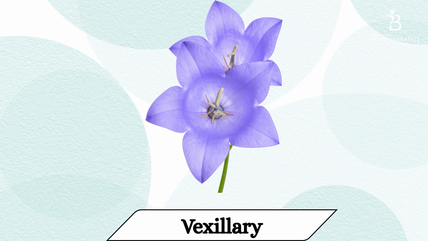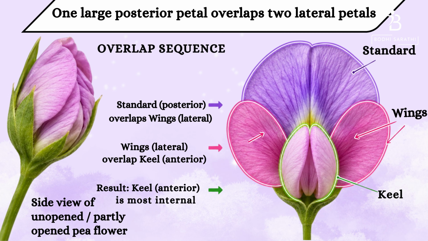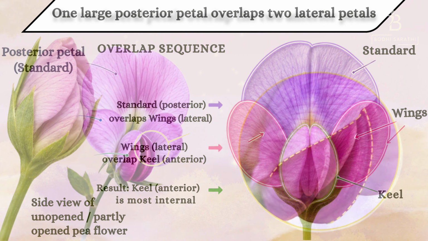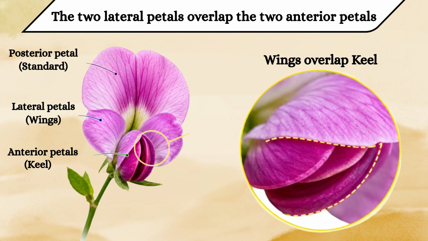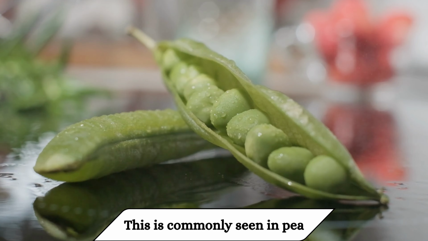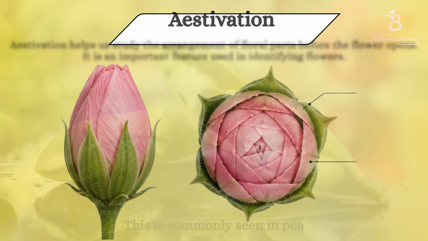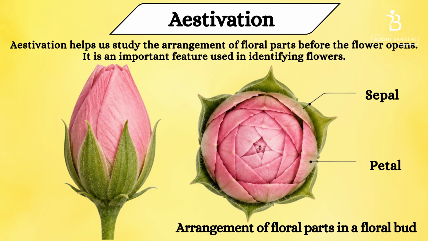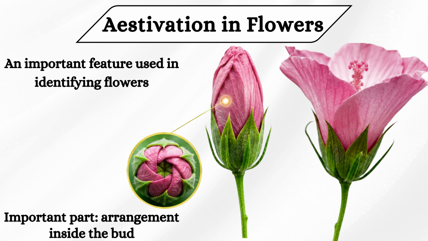Vexillary. One large posterior petal overlaps two lateral petals and the two lateral petals overlap the two anterior petals. This is commonly seen in pea. Estivation helps us study the arrangement of floral parts before the flower opens. It is an important feature used in identifying flowers.